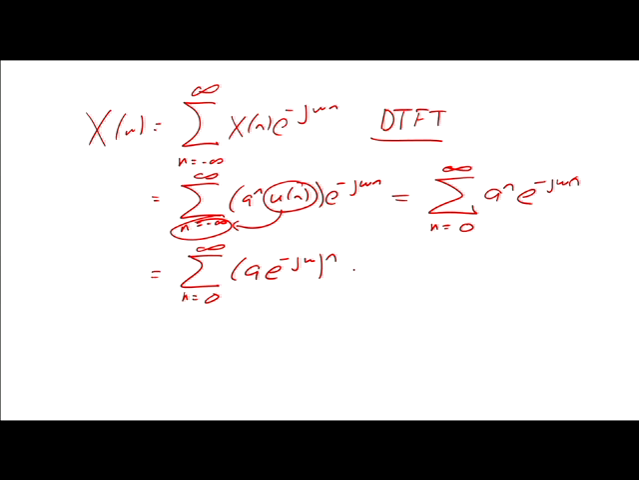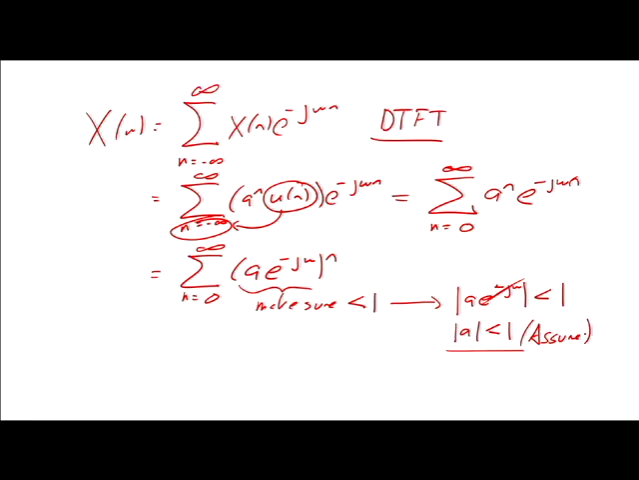Through the property of geometric series, I need to make sure that this argument is less than 1. Correct? So how do you do that? We take the magnitude of e to the minus j omega, and it has to be less than 1. When you take the norm of the phase, that complex term disappears, and all we're left with is a magnitude. So as long as we assume that magnitude is less than 1, then we're good.